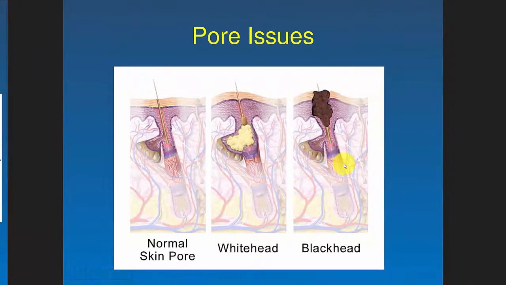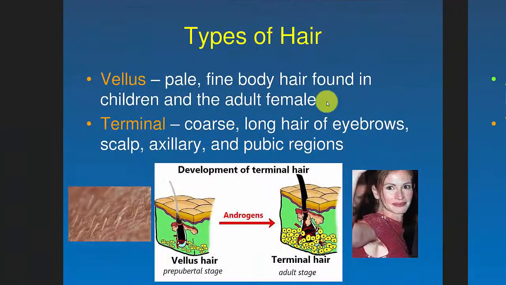And then pore issues, might as well bring this up, is when you get an infection in there. If the infection's not open, it becomes a whitehead because there's no dirt or debris that gets down in there to blacken it. But if it's open to the surface, debris gets down in there, colors the pus darker, and that's when you get a blackhead.